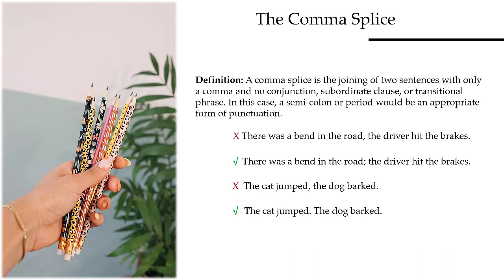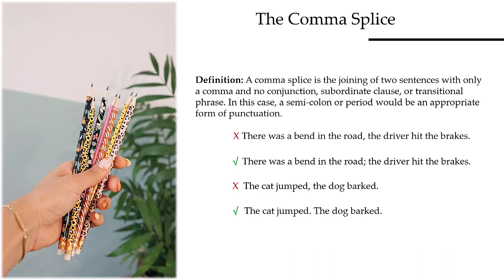There was a bend in the road; the driver hit the brakes. We could also use a period. We could also use the comma and the conjunction. So we correct it in similar ways as the run-on sentence. There was a bend in the road, comma, so the driver hit the brakes. Or, and the driver hit the brakes. Those would all be correct ways to fix this sentence.